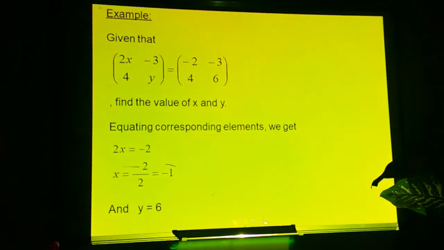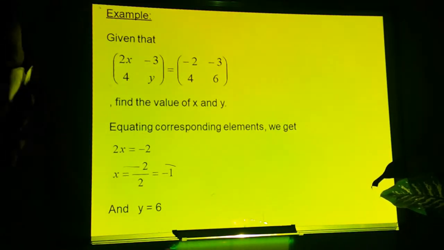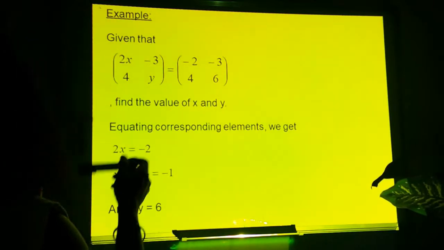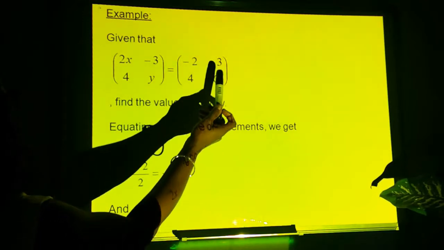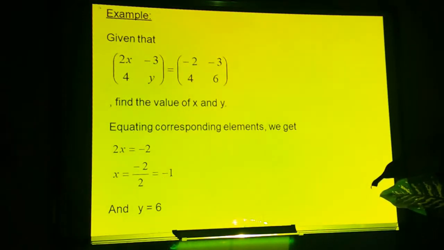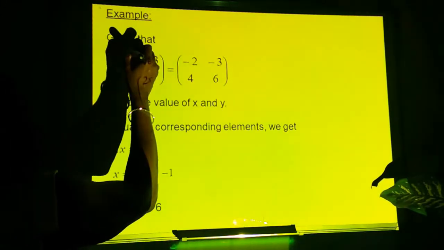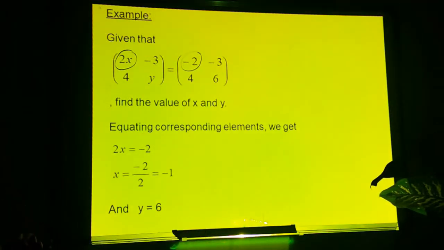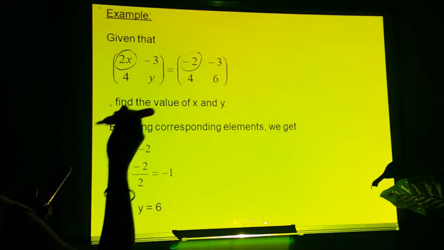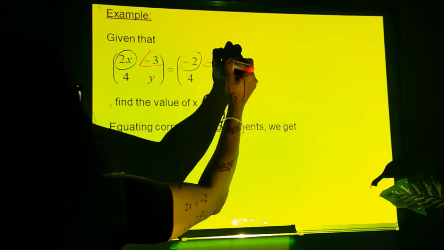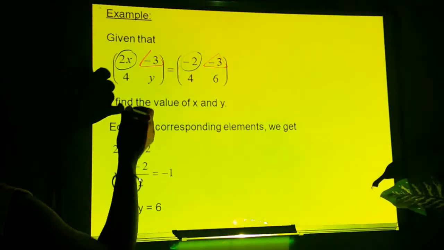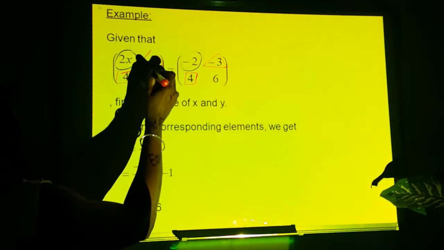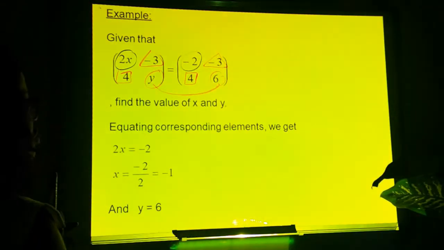So moving on, I'm giving you a simple example until we reach your past paper Take 5 series. Given that 2x, 4, negative 3, y equals negative 2, 4, negative 3, 6, find the value of x and y. Again, they're in the same position, meaning that 2x is equal to negative 2. They must work out to be the same. They already give us that negative 3 is equal to negative 3, so we need not touch that. That is very obvious. And 4 is equal to 4. So obviously, we know the value of y because y is in the same position as 6.